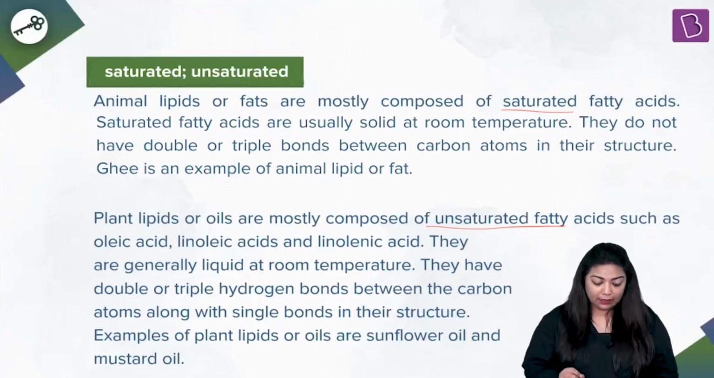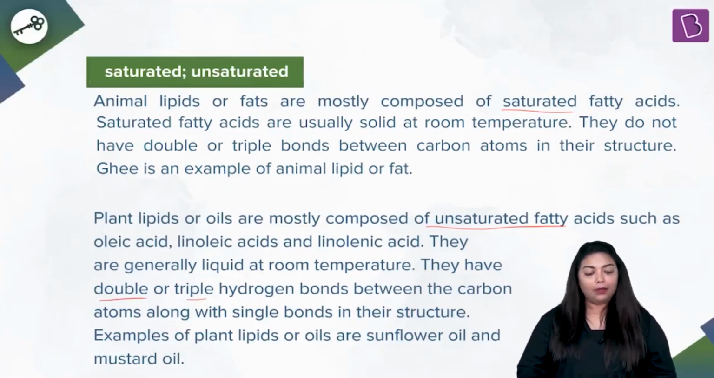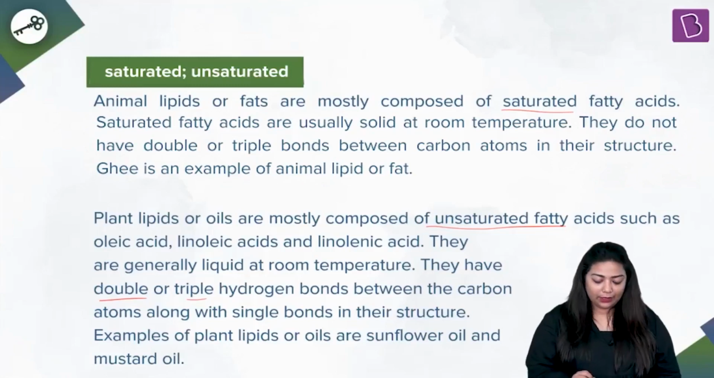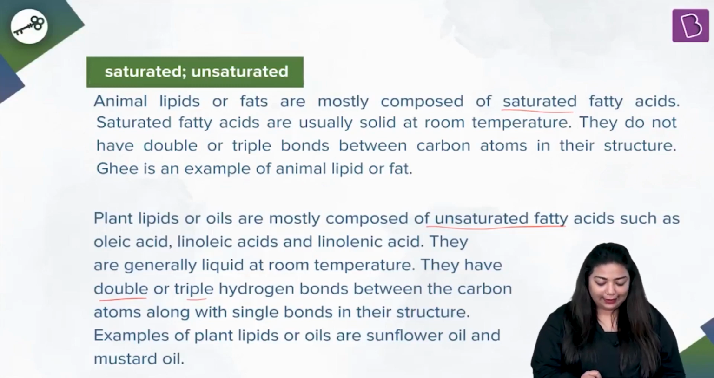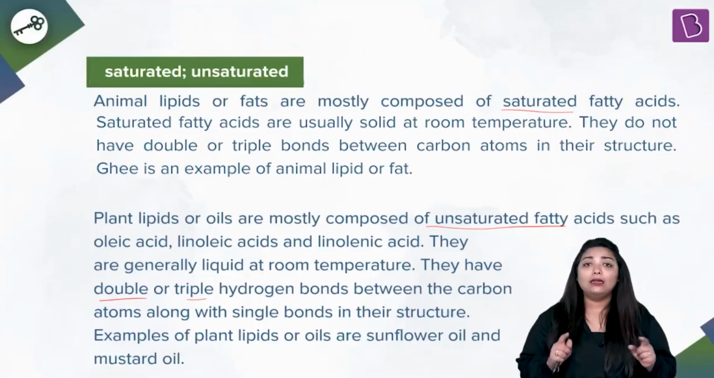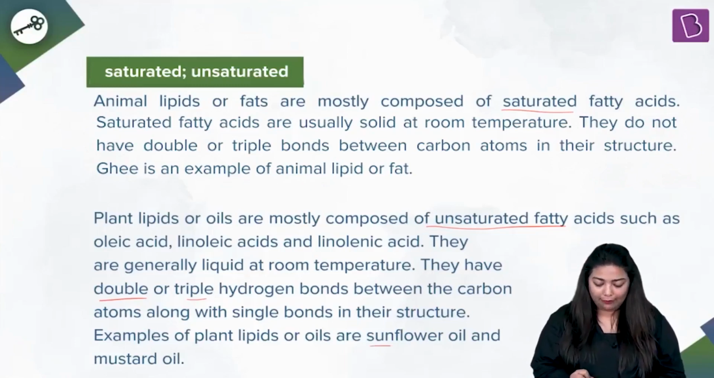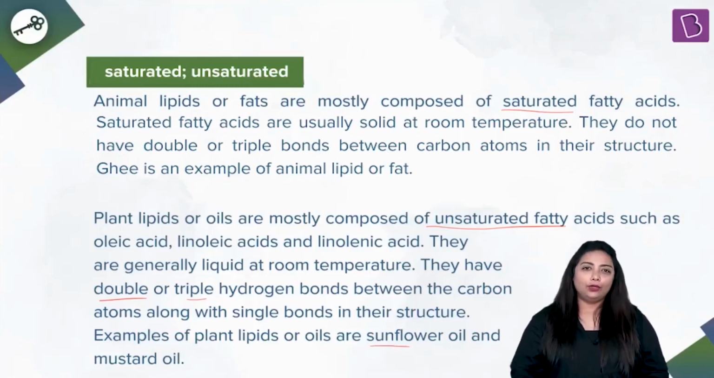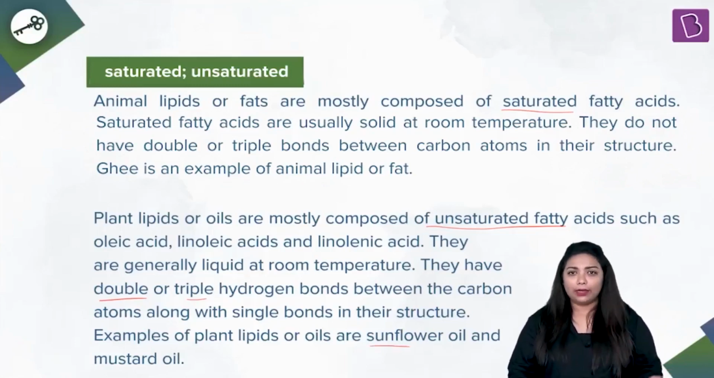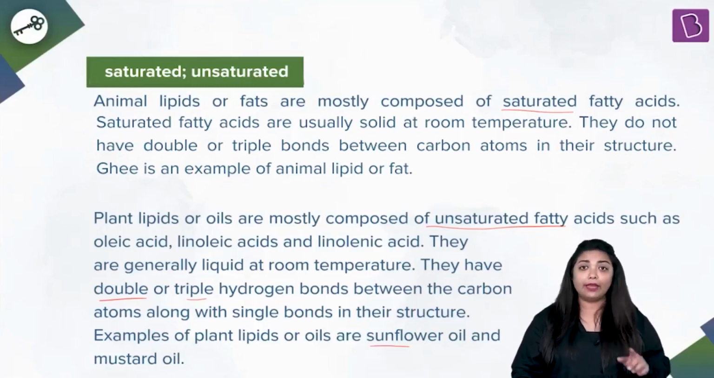You need them. They are generally liquid at room temperature and have double or triple bonds between the carbon atoms, along with a single bond in their structure. That's just structural chemistry, but you will still see a double or a triple bond. Next, examples of plant lipids or oils are sunflower oil and mustard oil. You will get so many, coconut oil, castor oil, right? So, these are all plant extracts and they will be unsaturated, liquid at room temperature. Remember that, it's very important.